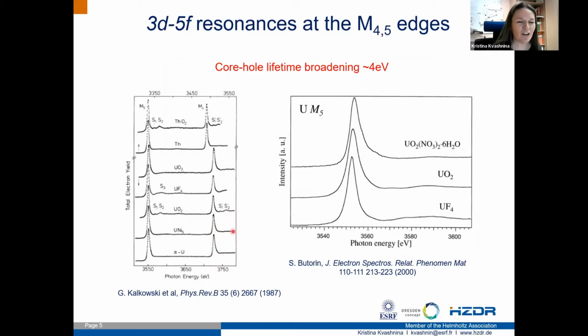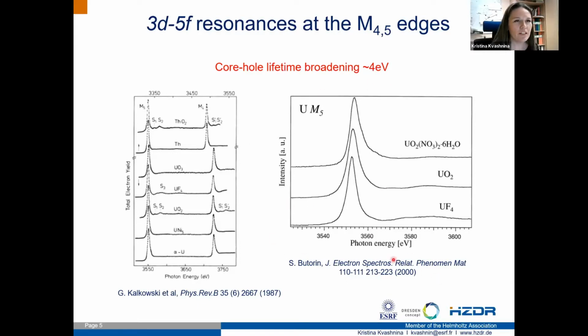So it's a little hard to predict which kind of changes we can expect. I took one more figure from a paper of Sergei Butorin in 2000. By the way, it's also a review paper, which shows a lot of different transitions, different absorption edges, and also resonant inelastic X-ray scattering data.